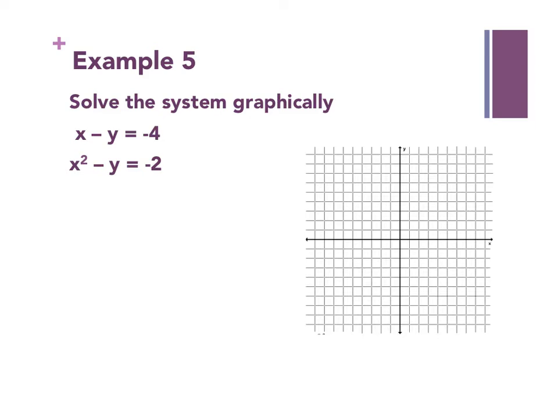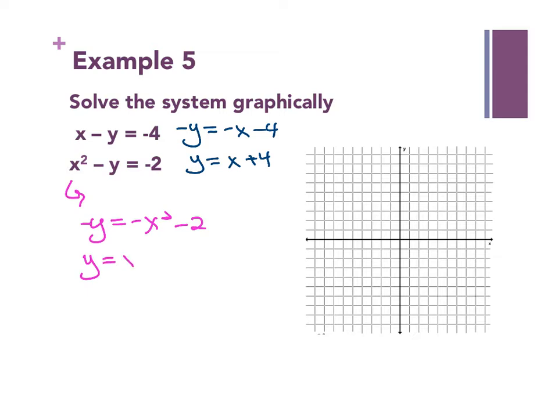So I'm going to do negative y. Negative y equals negative x minus 4, and then multiply everything by negative 1. And I've got my first equation, y equals x plus 4. The second one, I'm going to solve for y. Negative y equals negative x squared minus 2. Multiply by negative 1, and I get y equals x squared plus 2.